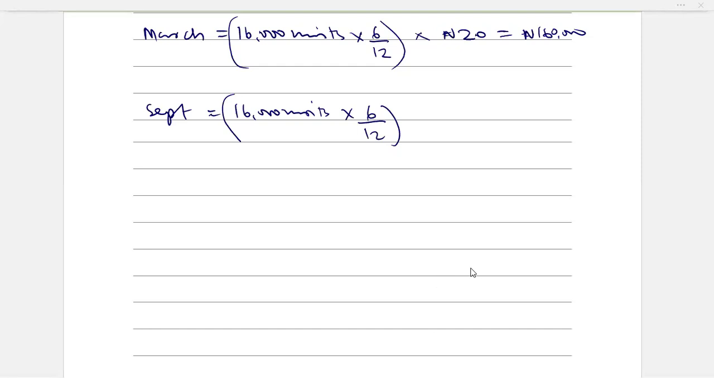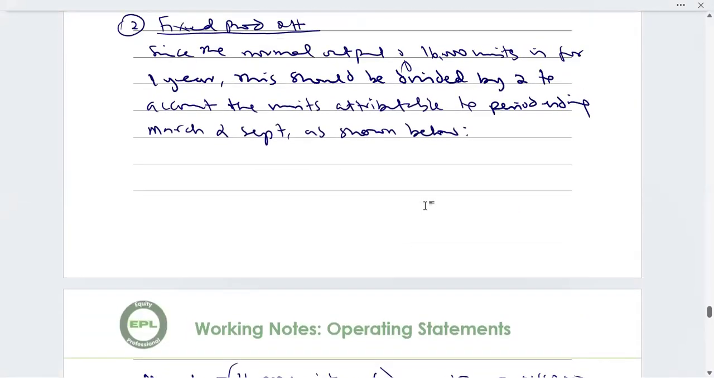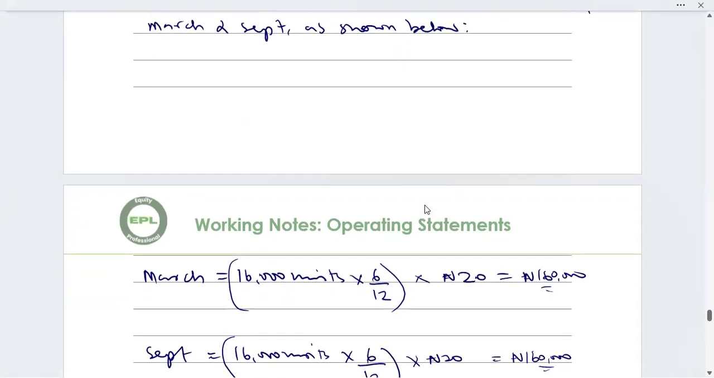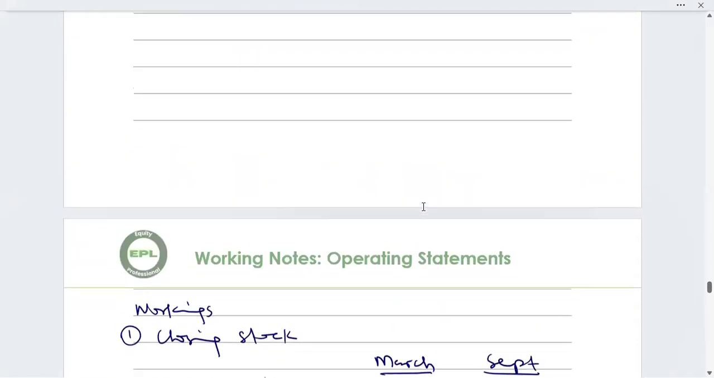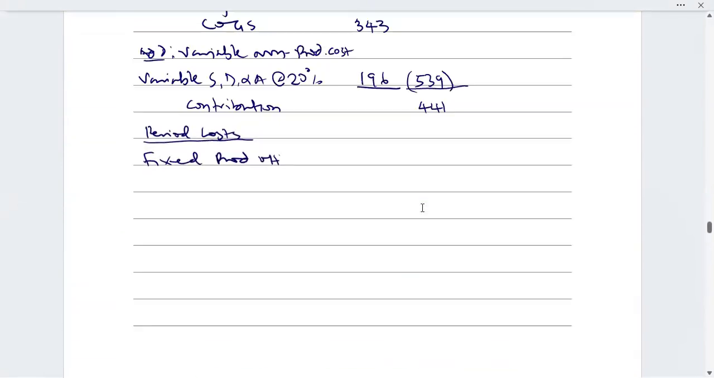Yes. So multiply by 20. So that's 160,000. So we now have the fixed production overhead, which is 160,000 for the period ending March. So let's go and post. So here is working number 2.